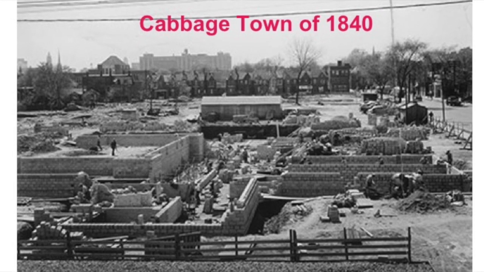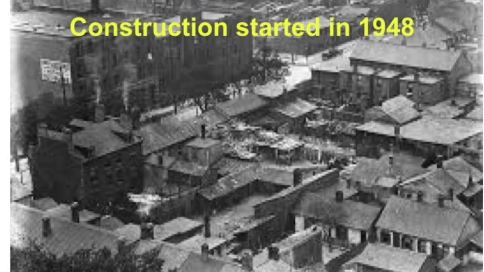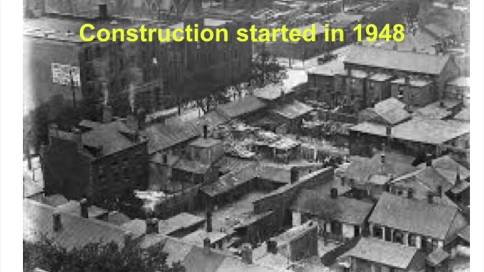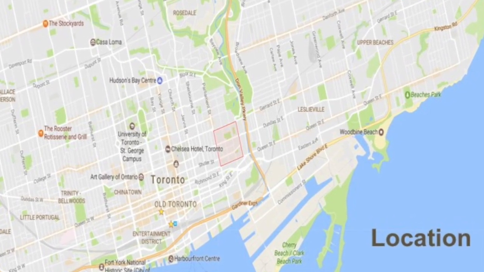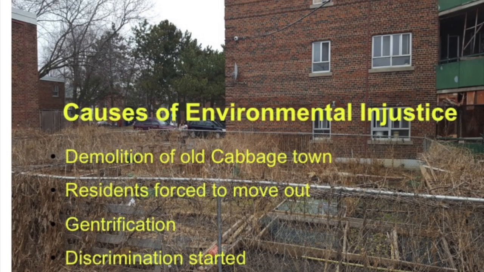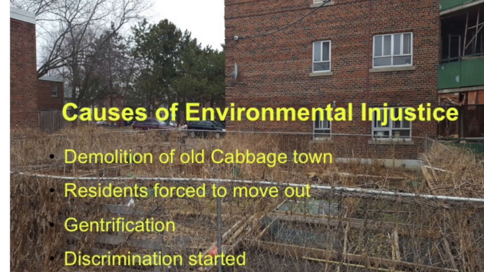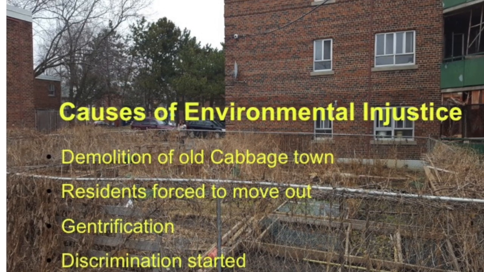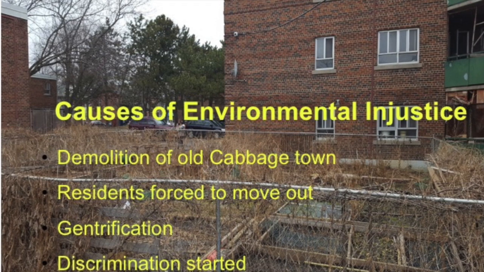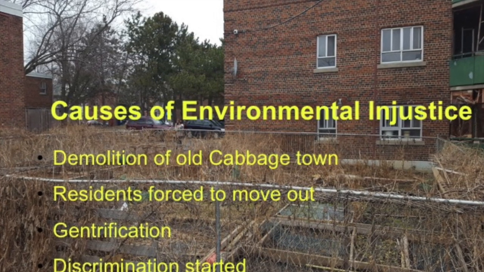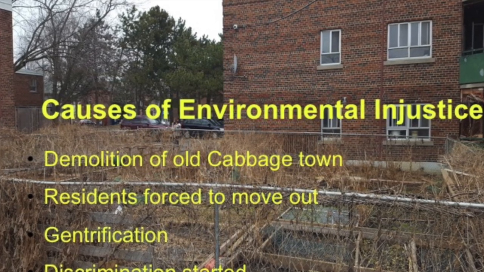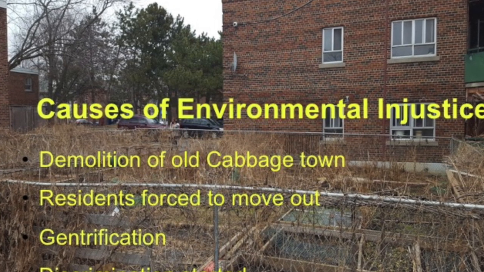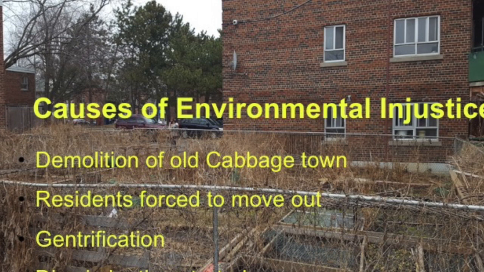Causes of social disparities and environmental injustice are outlined. The Regent Park is located 1.5 miles from the financial district of the City of Toronto. The neighborhood has multiple environmental injustice causes. Number one, the deconstruction of this community neighborhood. People were moved out or forced to move out. Dispossession took place.